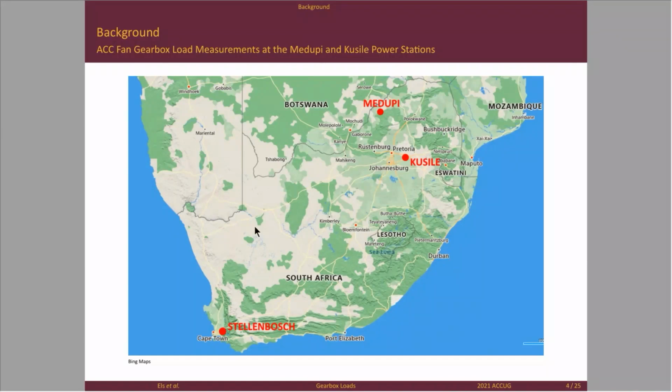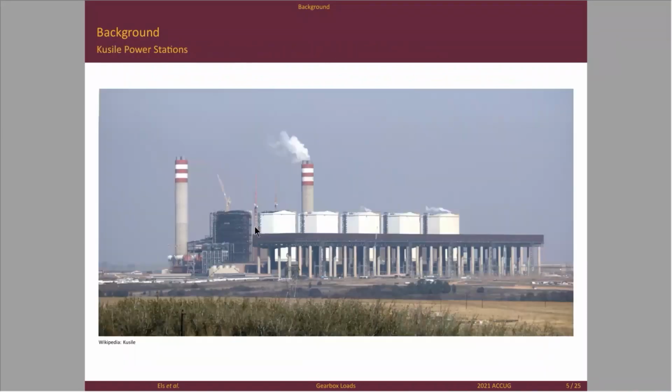I think Andy was here about 2 or 3 years ago. This is just a picture of Kusile. I think it's now been finished. It's the only one I could get. So here in the front is the ACC, 6 units.